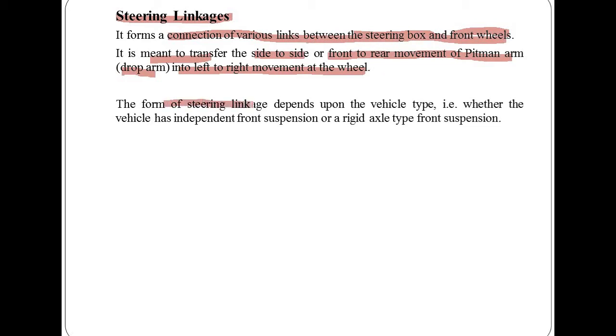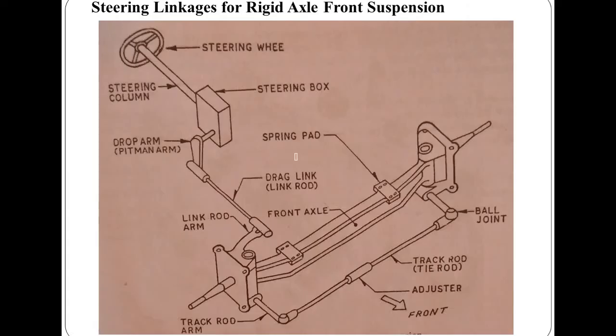The form of steering linkage depends on the type of vehicle. We can't say the same type of steering linkage system is implemented in all different vehicles in a similar manner, but it depends on the vehicle. Different vehicles have different types of systems, that is, whether the vehicle has an independent front suspension system or a rigid axle type front suspension system. So this is the basic information about the steering system and its components. Today's lecture focuses on the stub axle. So let's go through a little bit of the basics.